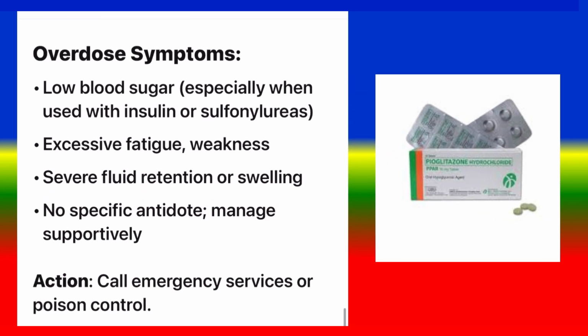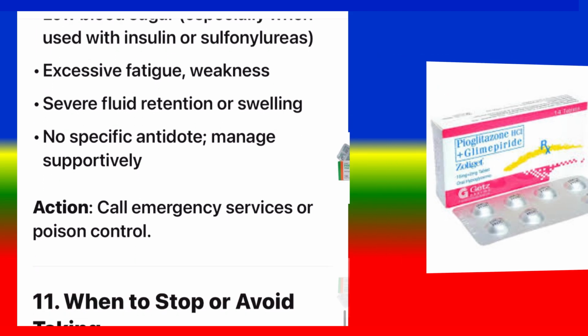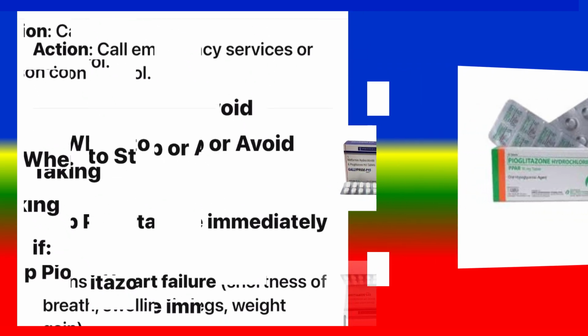Overdose symptoms: low blood sugar, especially when used with insulin or sulfonylureas, excessive fatigue, weakness, severe fluid retention or swelling. No specific antidote, manage supportively. Action: call emergency services or poison control.